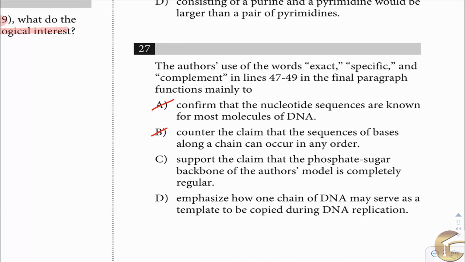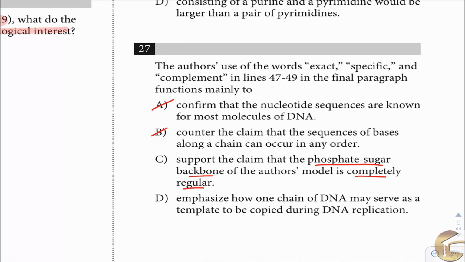Choice C is talking about that phosphate sugar pattern, how it's completely regular. It's not necessarily talking about replicating or duplicating, so that's not mentioned, but at least it has part of that issue. So maybe if that's the best answer, you would pick it.